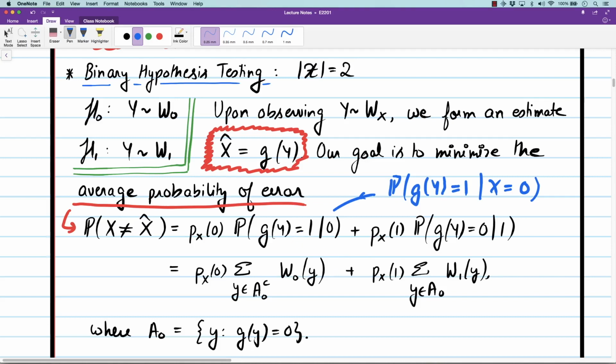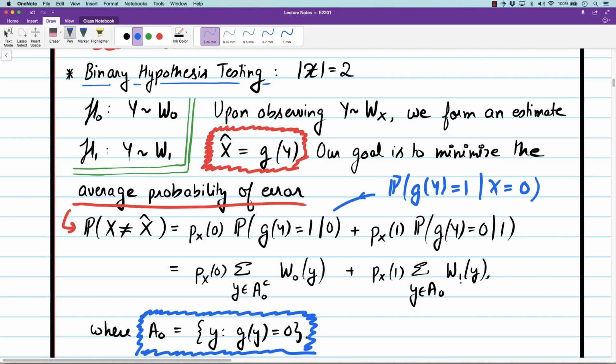For such a mapping, we can think of a set A0 as the set of those y's for which g(y) is 0. We can always define this set A0. It is the set of those y for which this mapping g declares 0. So what is the probability of error in terms of this set A0? Well, it can be written as P_X(0) times, under X equals 0 the distribution of Y is W0, the probability that you don't see a y in A0, that is, the probability that Y is in A0 complement, plus the probability that X was 1 and you saw a y in A0.